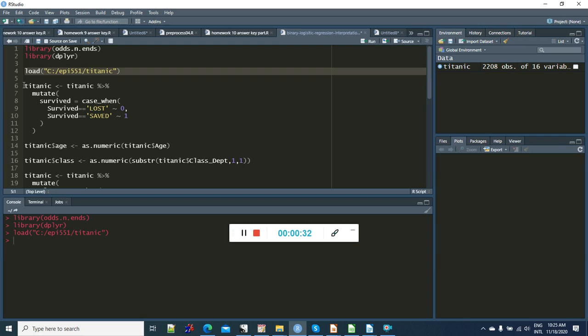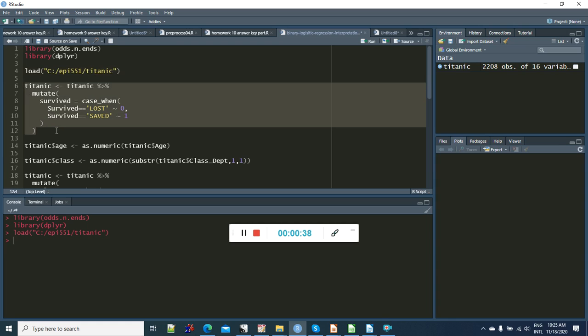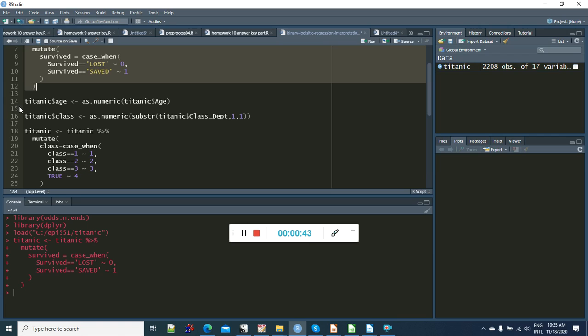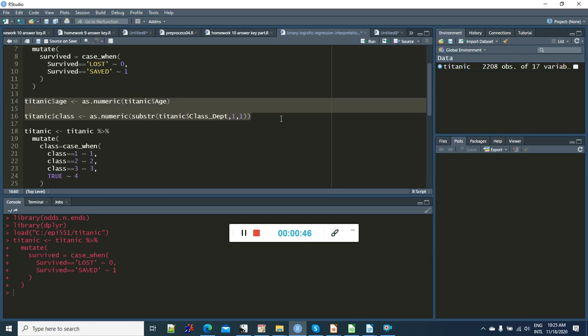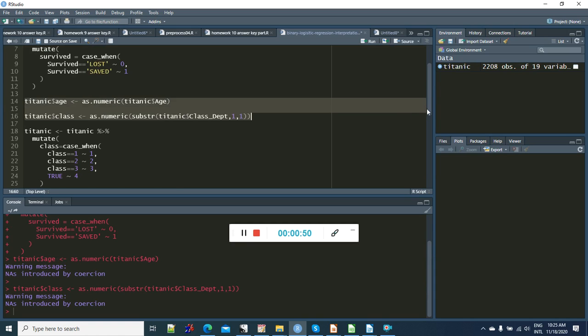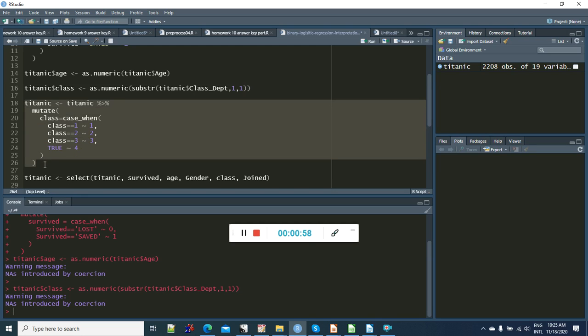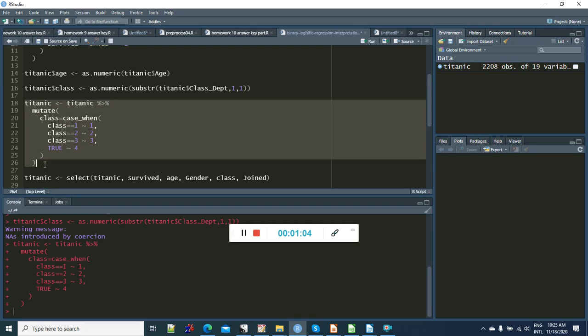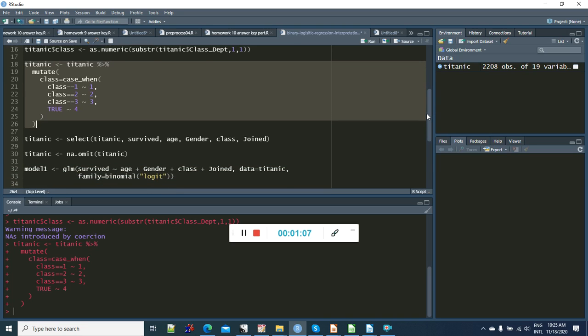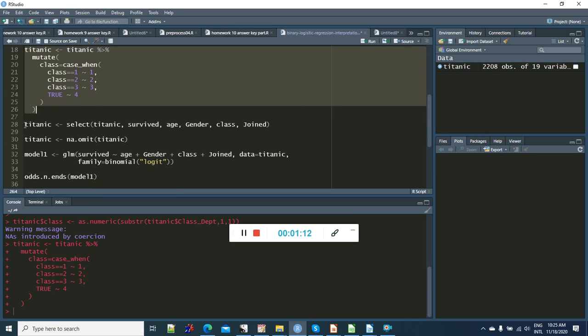We are going to do some data tidying. We're going to convert survived into a 1 and a 0, which is our binary outcome. We're going to make age numeric. We're going to make class numeric as well. That's lines 14 and 16. Lines 18 through 26, we are going to convert class into a numeric variable where 4 denotes the crew, and 1, 2, and 3 are first, second, and third class. And for a slower version of explanation for all these, you can go back to the previous video.